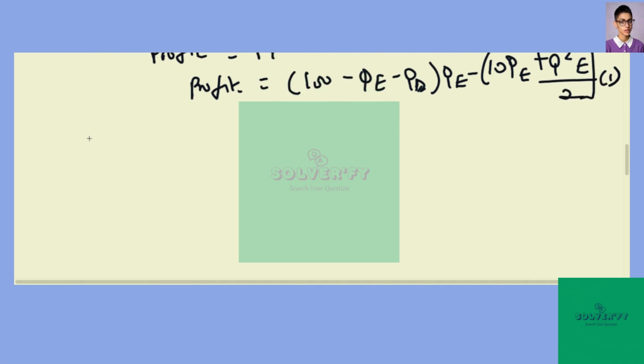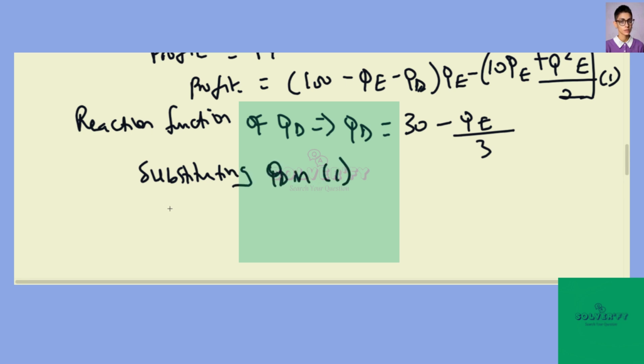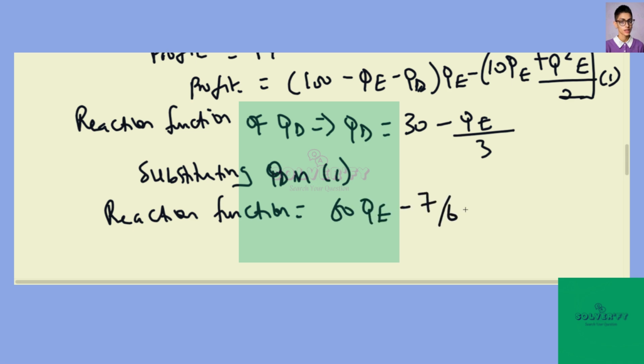And then the reaction function of QD will be QD equals (30 minus QE) divided by 3, and then substituting QD in equation 1, the profit function of Everglow would be 60 QE minus 7 over 6 QE squared.